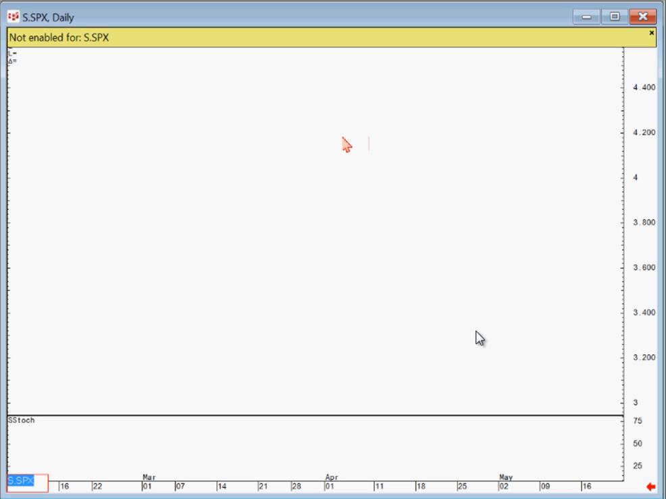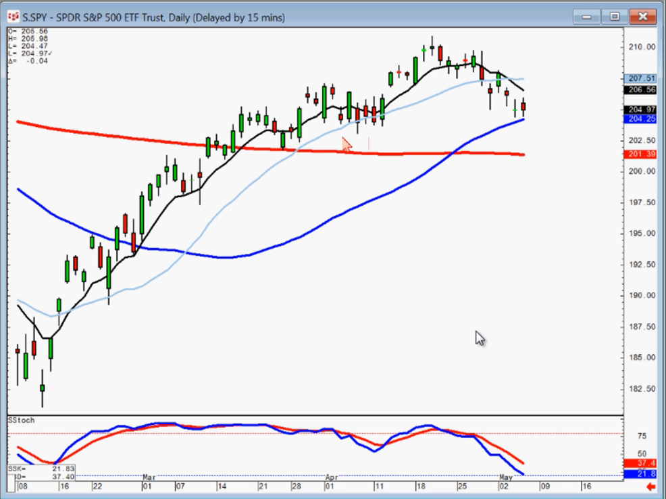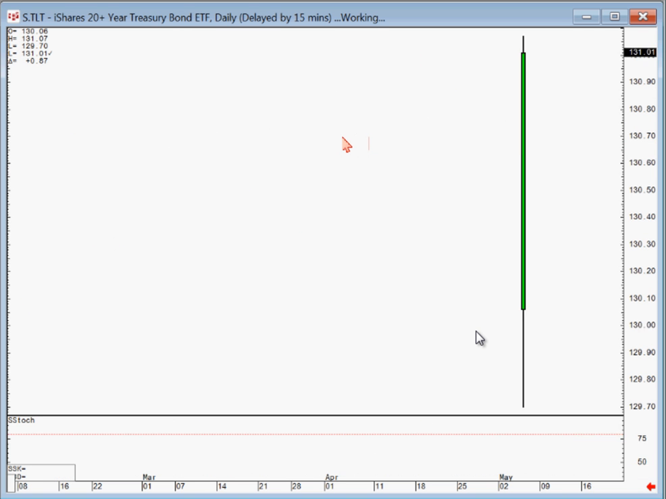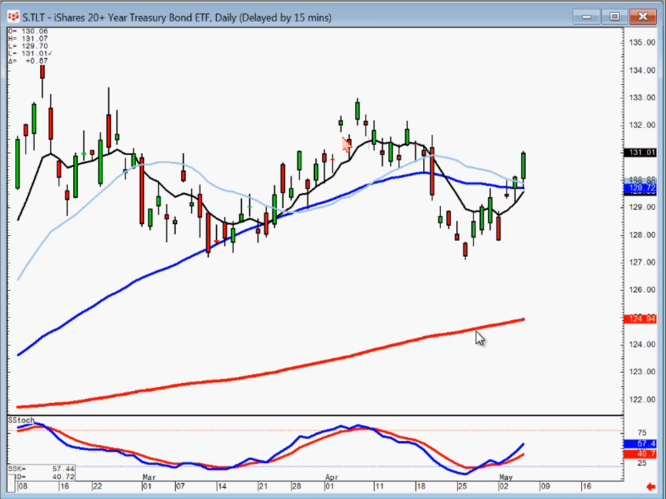Oops. Can't get the SPX, can get the SPY. Still probably got support here on the 50. 20-year notes heading back up. You can be a buyer of this one. There's your flutter kicker signal up through the 50. Broken this downward trend channel. Probably should have some more upside.